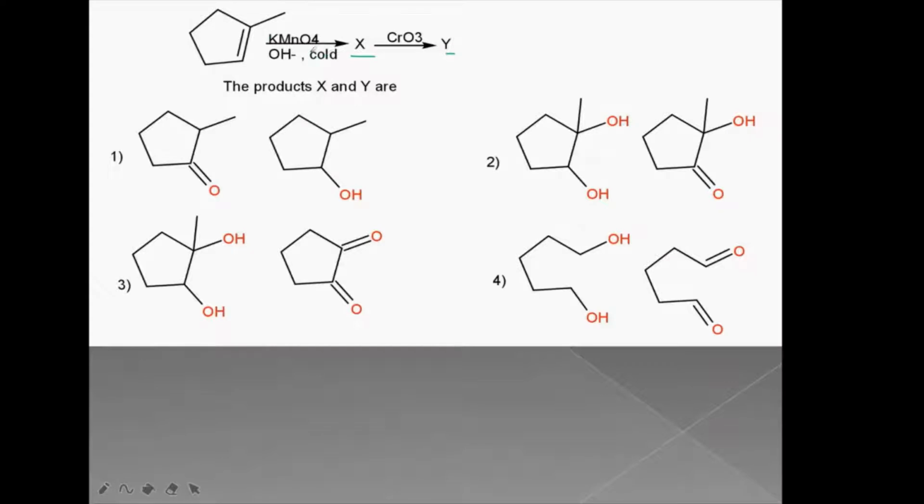It's a very simple question. So here we have to know about the reagents. Here, KMnO4, OH minus, cold. As you know, this reagent we generally call Bayer's reagent. What is the function of Bayer's reagent? Generally, Bayer's reagent is used for the test for alkenes. I mean, generally a test for double bond.